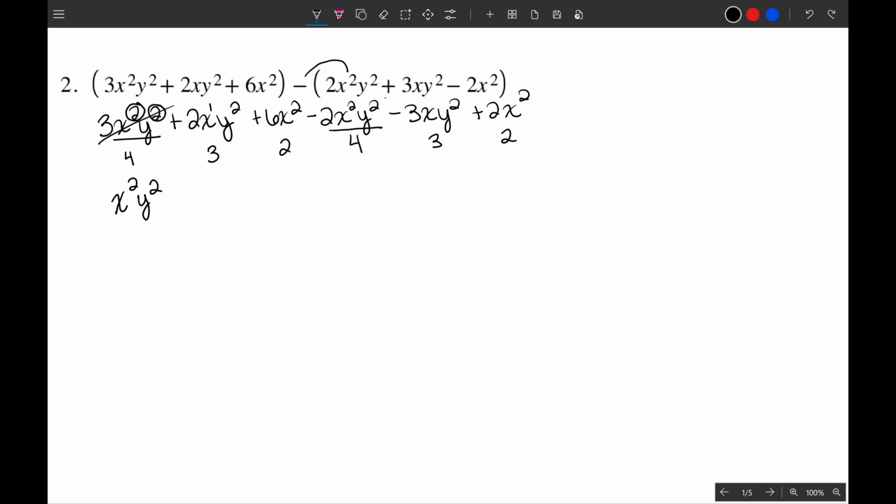Then I'm going to go ahead and do my degree of 3's. I have an x to the first, y to the second, and another x to the first, y to the second. So 2 minus 3 is negative 1, x, y to the second. And then I have 2 of these degree of 2's, and they are like terms. I have an x squared and an x squared. So 6 plus 2 gives me 8x to the second.